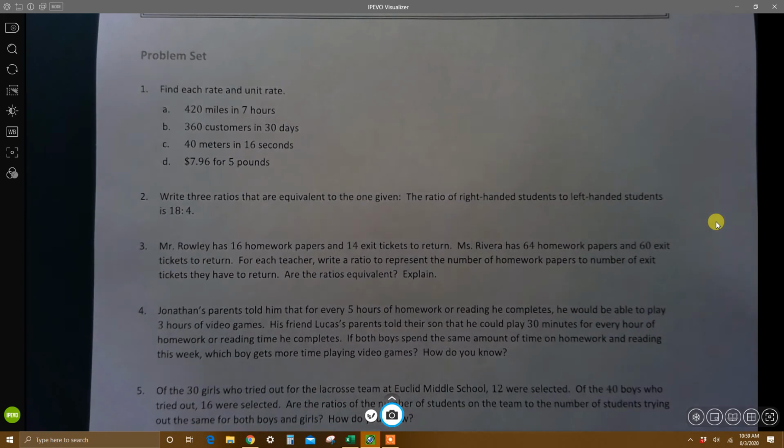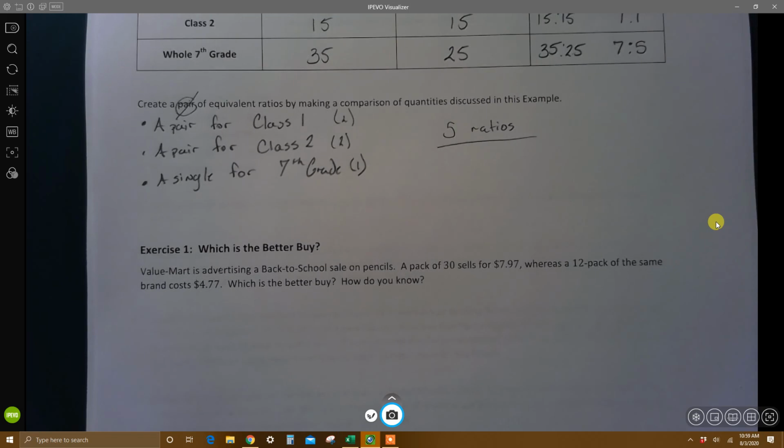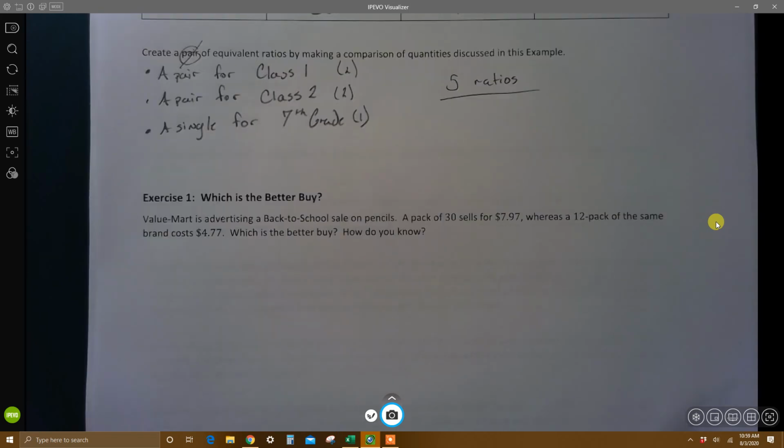All right. Now, exercise 1, which is a better buy? Value Mart is advertising a back-to-school sale on pencils. A pack of 30 sells for $7.97, whereas a pack of 12 of the same brand costs $4.77. Which is the better buy?